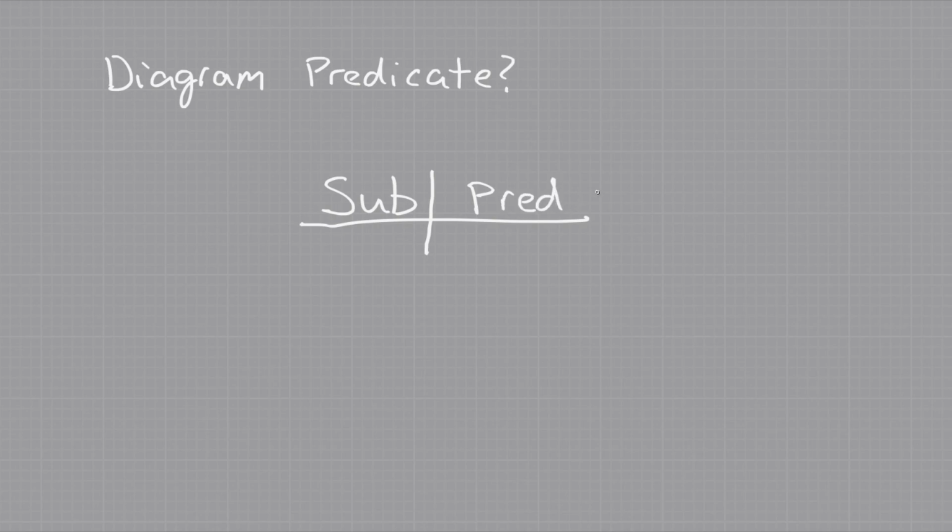As simple as that. So we have the subject on the left side and the predicate on the baseline to the right of the predicate line. So let's look at some examples. Cats play. We begin the diagram by writing the subject, we draw the baseline, we draw the predicate line, and then we write in predicate.